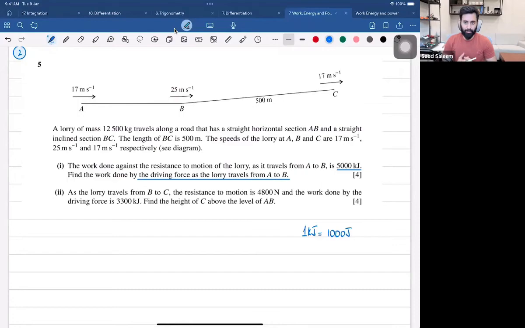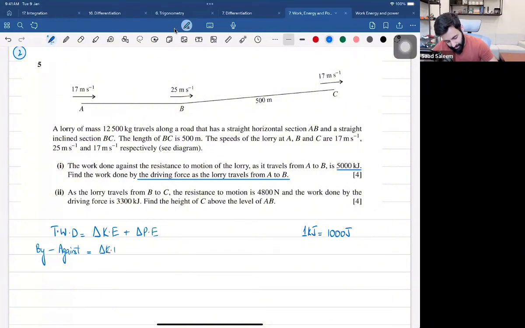Now, every time there's an engine involved, there's got to be a driving force. Every time, let's say we're talking about a car, a truck, a train, there's got to be a driving force. So what's the formula? The formula for total work done is equal to change in kinetic energy plus the change in potential energy. Total work done means by minus against. Basically, all the work done by the forces acting in the direction the object is moving minus the work done by the forces acting in the opposite direction, equals change in kinetic energy plus the change in potential energy.